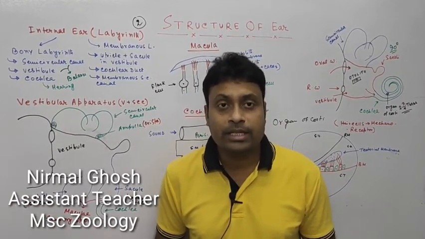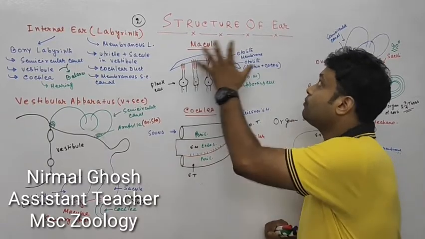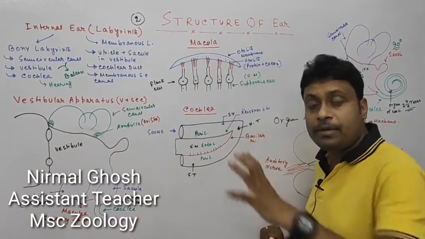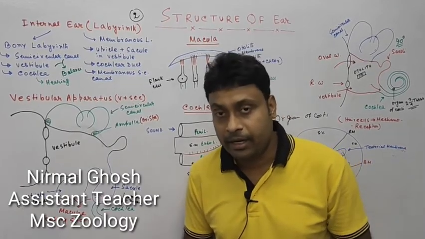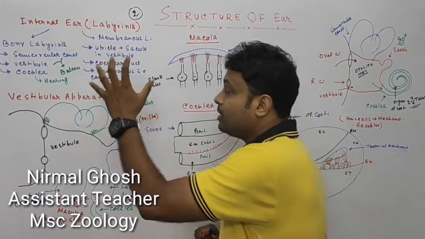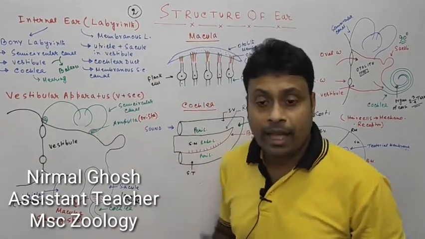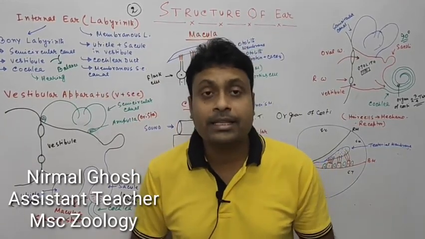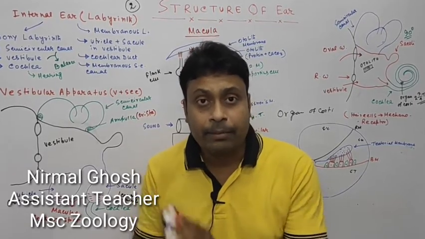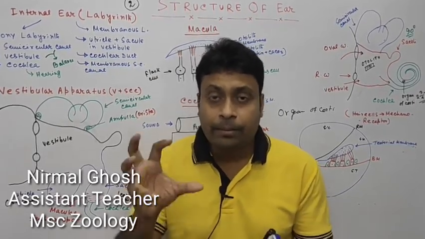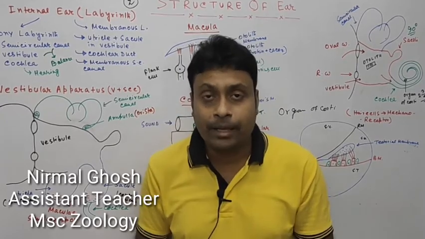In this video we will discuss the structure of the internal ear, and in the previous video we discussed the structure of the external and the middle ear. The internal ear is also known as the labyrinth, and there are two types of labyrinth in the internal ear. One is the bony labyrinth and the other is the membranous labyrinth, and usually the membranous labyrinth is present inside the bony labyrinth.